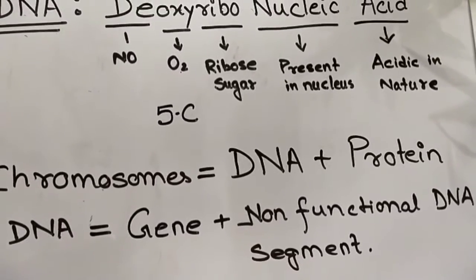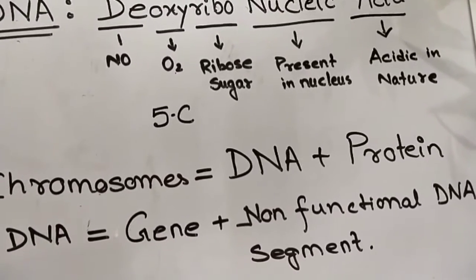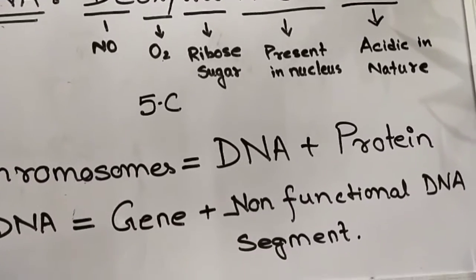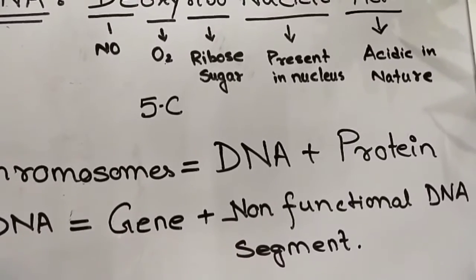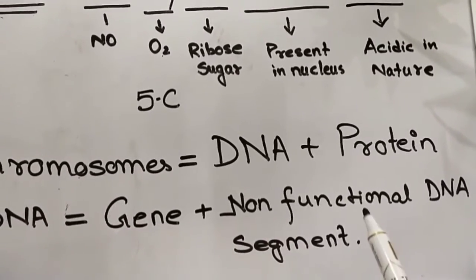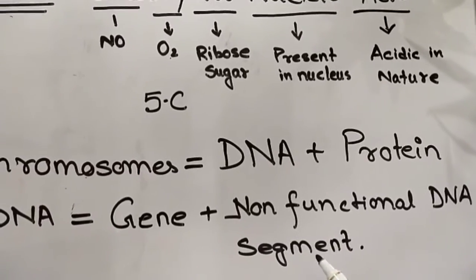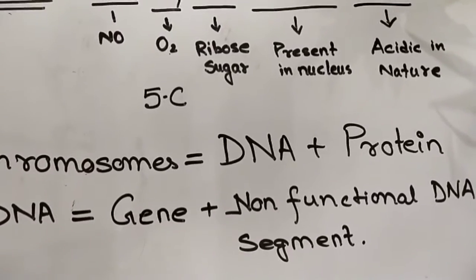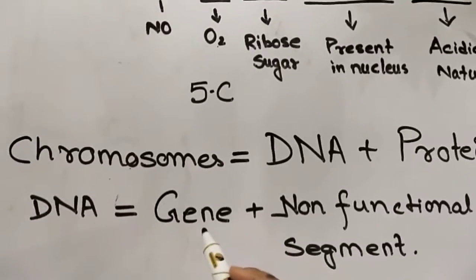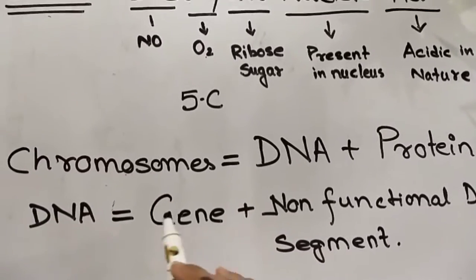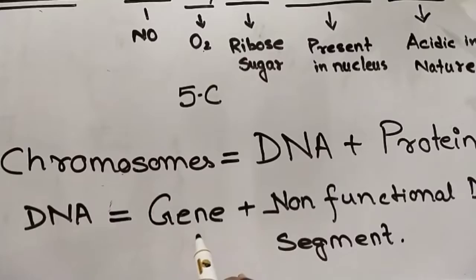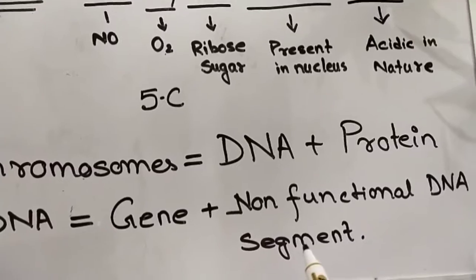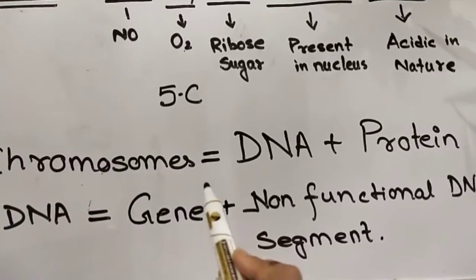And also there are some segments of DNA that do not express, or do not have any type of meaningful information. Such non-meaningful DNA parts are called non-functional DNA segments, and those parts that are functional, or that express or have some information, are called genes. So a gene is nothing but a part of DNA that is functional. And the DNA is made up of both functional and non-functional segments. The name of the functional segment is gene.